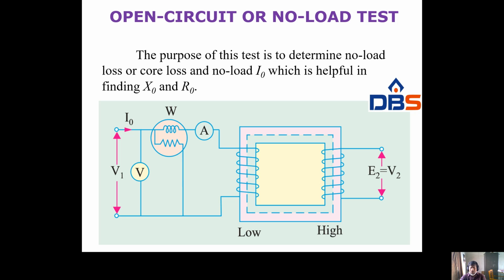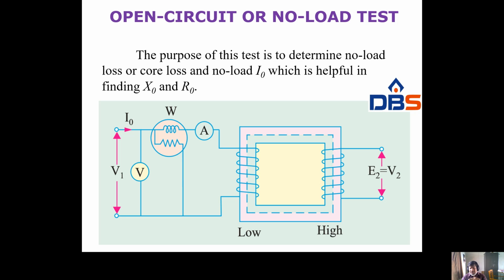Look at the picture. The voltmeter is always connected across the supply, the ammeter is connected in series with the line, and the wattmeter is also connected. The wattmeter has four terminals: main, line, common, voltage. Voltage is connected to the voltage, common is connected to the line, main is connected to the main, and line is connected to the ammeter. In some textbooks, the ammeter and wattmeter positions are interchanged. There is no problem. And the secondary side is open circuit.